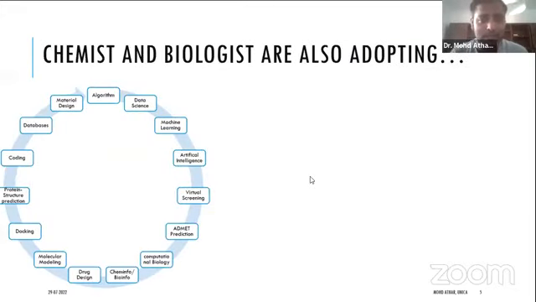Similarly, things have been transforming in academia, and chemists and biologists are also adopting these evolving technologies and new approaches to smartly transform their bench work. You have probably heard terms like algorithms, data science, artificial intelligence, virtual screening, coding, programming. These are very popular terms nowadays, and even scientific journals are flooding with these newer methods and technologies.